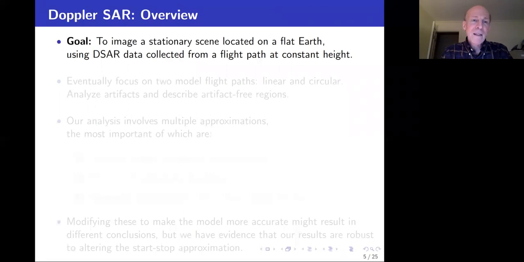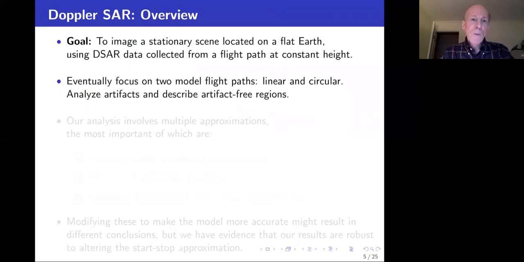Okay, so let me give an overview of Doppler SAR and then go into it in a little bit more detail. The goal is to image a stationary scene on the Earth, and we'll imagine the Earth as being flat, using Doppler SAR data collected from a flight path or a satellite trajectory, which is at a constant altitude, just to make life simpler. All of these things, of course, could be modified. We'll eventually focus on two model flight paths, a linear flight path and a circular flight path, and we'll analyze the artifacts and describe artifact-free regions or ways to avoid artifacts using beamforming and so on.